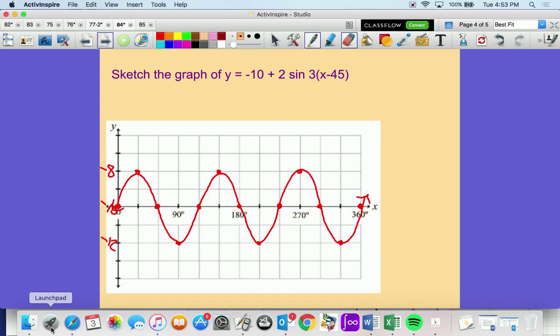Okay, but that is just the negative 10 plus 2 sine of 3x. We have to still shift it 45 degrees, and we're going to shift all of those points to the right. So this point here has to come to the right 45 degrees. Okay, 45. So every single one of these is going to go over a block and a half here.